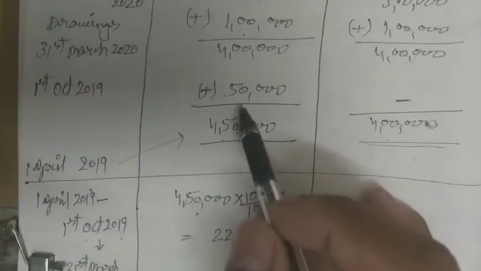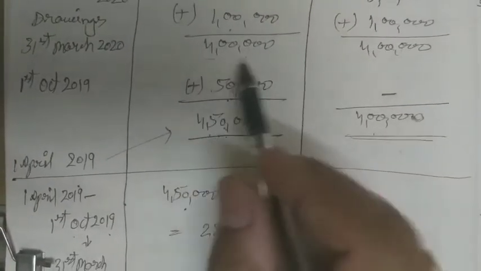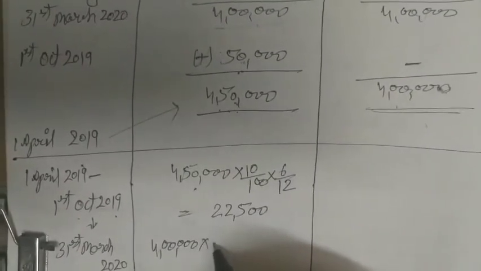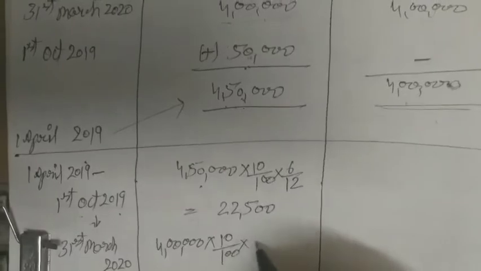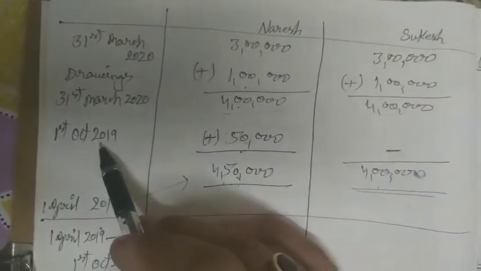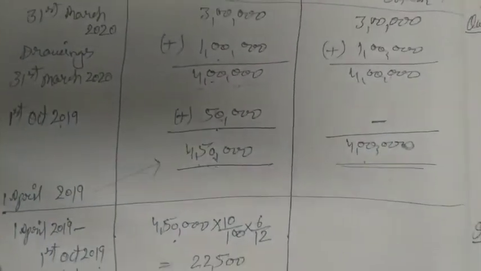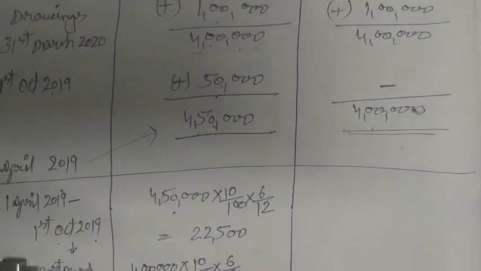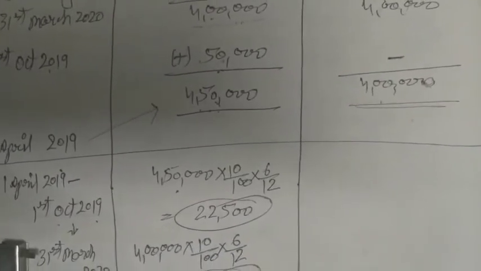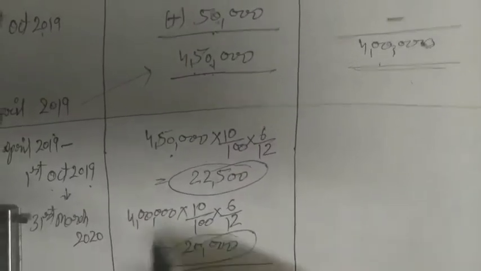On 31st March 2020, what is the capital? On 1st October there was a withdrawal of 50,000, so we will subtract 50,000 from 4,50,000, so the capital will be 4 lakh of rupees. So we will calculate the interest on 4 lakh of rupees for 6 by 12. Why 6 by 12? Because it is from 1st October 2019 to 31st March 2020. 4 lakh of rupees capital was there with Naresh. If we calculate this, there will be 20,000 rupees. So total interest is 22,500 plus 20,000, that is 42,500, the total interest of Naresh.